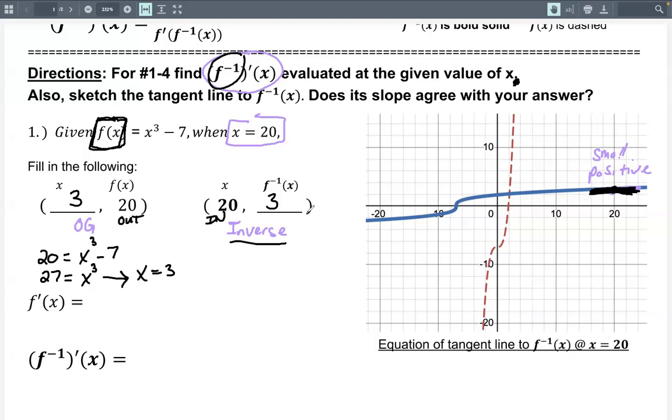To use the formula, we also need to know the derivative of f, or f prime. So we can find the derivative of f very easily right here using the power rule. So f prime of x would be the derivative of x cubed, which using the power rule would be 3x squared. And the derivative of 7 here, since it's a constant, is 0. So our derivative is just 3x squared.